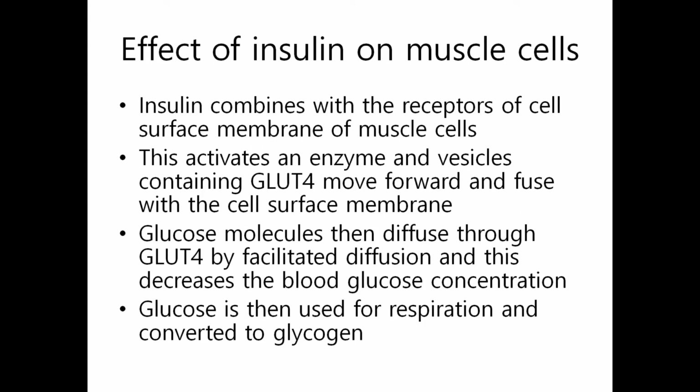Insulin is produced when blood glucose concentration is high. Insulin is produced by beta cells which are made in the pancreas. Insulin combines with the receptors of the cell surface membrane of muscle cells. This activates an enzyme and vesicles containing GLUT move forward and fuse with the cell surface membrane. Glucose molecules then diffuse through GLUT by facilitated diffusion, and this decreases the blood glucose concentration. Glucose is then used for respiration and converted to glycogen.